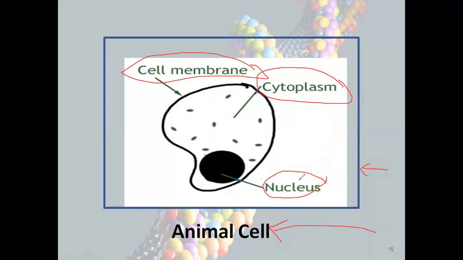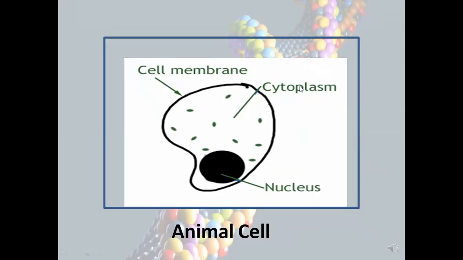So here we have a nucleus, which is the mastermind of the cell. It's the most important part of the cell. A cell without the nucleus will die. And we have the membrane of the cell. This is the cell membrane. And also we have the internal medium, which is called the cytoplasm. This is the animal cell.